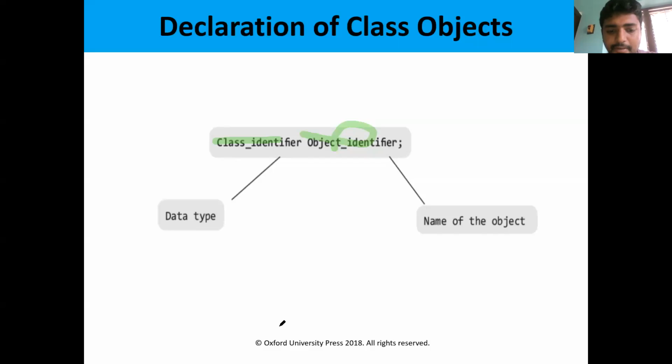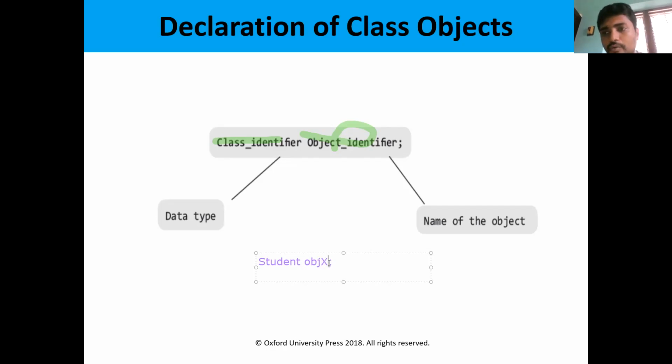So let us see an example. Let us define an object objx. We have to give the reference. Objx is the object name. This object belongs to which class? We have to give the class name, class name student. Student objx. So this is the syntax for declaration of an object.